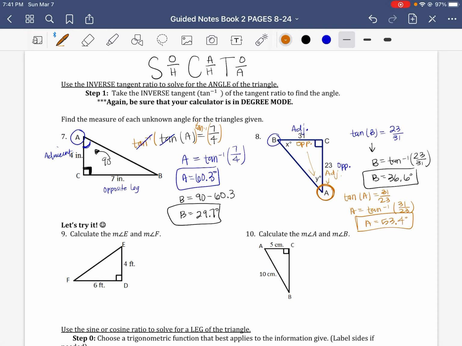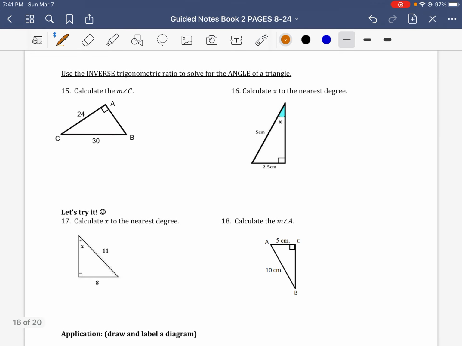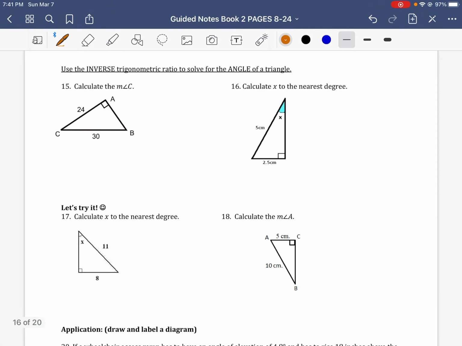Okay, let's look at another example, maybe one that doesn't use tangent. So I'm actually going to flip over to the next page. If you'll turn over in your guided notes to the next page. It says use the inverse trig ratios to solve for the angles, so we can use any of the above.